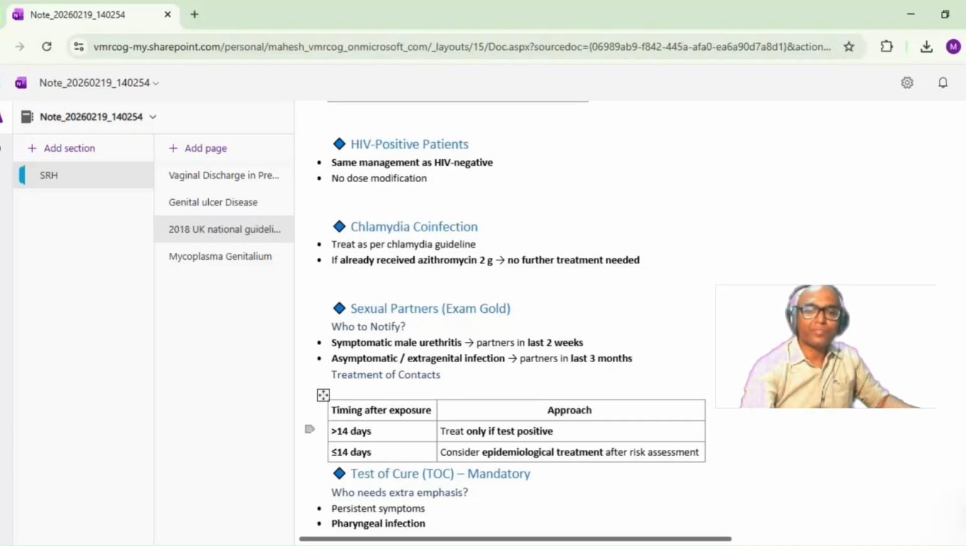After that, what will be the treatment? Treatment will depend upon the duration since the exposure. So if it is immediate or a recent infection, then you will give epidemiological treatment. If it is late, more than 14 days, then you will treat only if the test is positive. Otherwise, you will not treat.